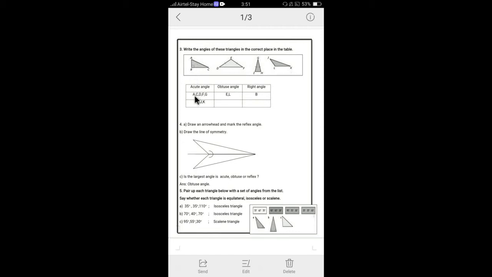Less than 90 means acute. So inside the box A, we have written acute angle. B number, L shape, so right angle.